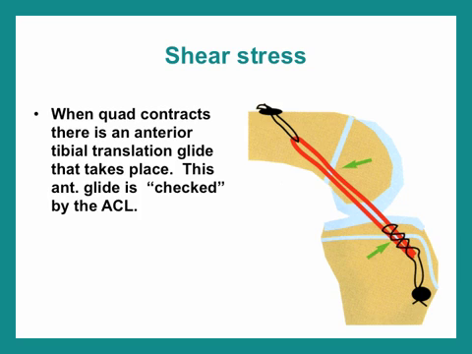To help us avoid this when we're doing ACL rehab, we'll do straight leg raises, so the knee will be in full extension. And when we add weight, it's added right below the knee, about right at the tibial tuberosity, in order to add resistance.